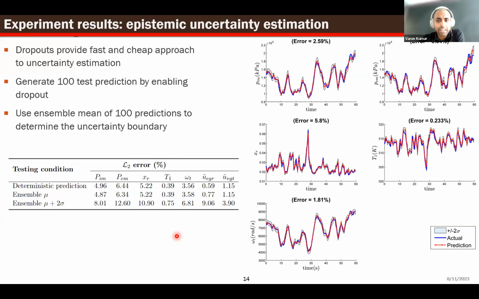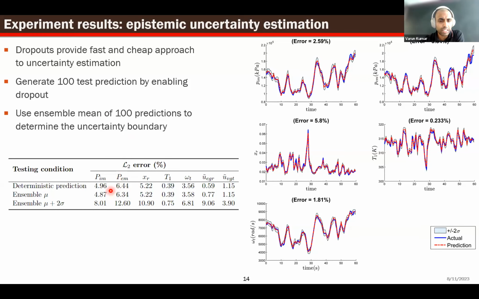One of the objectives was to understand how uncertain this model is. To understand the epistemic uncertainty of the model, we used dropouts that we already had in the branch networks. Because dropouts are fast and cheap, we wanted to use them to see how uncertain the model is. So we generated an ensemble of 100 test predictions by enabling the dropouts, and then used the mean of those 100 predictions to determine how uncertain the model is.